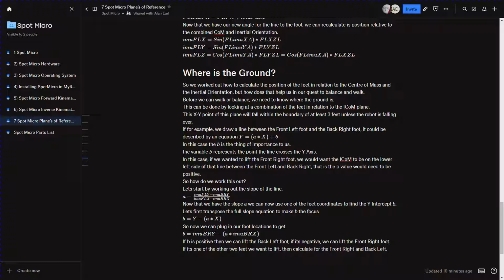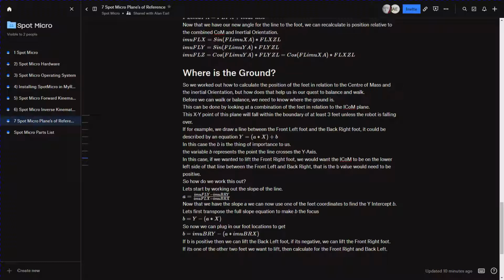So what we're going to do is actually draw a line, in this case it's an imaginary line, between the front left foot on the ground and the back right foot on the ground. Now I'm going to go out a little bit here and make an assumption that those 2 feet are on the ground. If they're not, this is not going to work. But let's work on the assumption that those feet are on the ground.